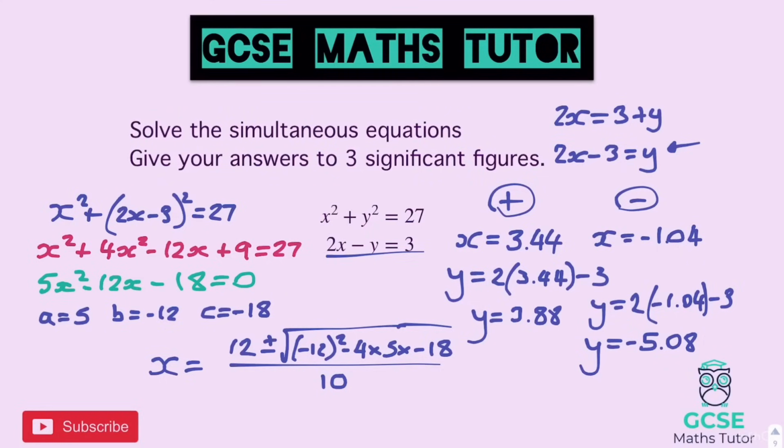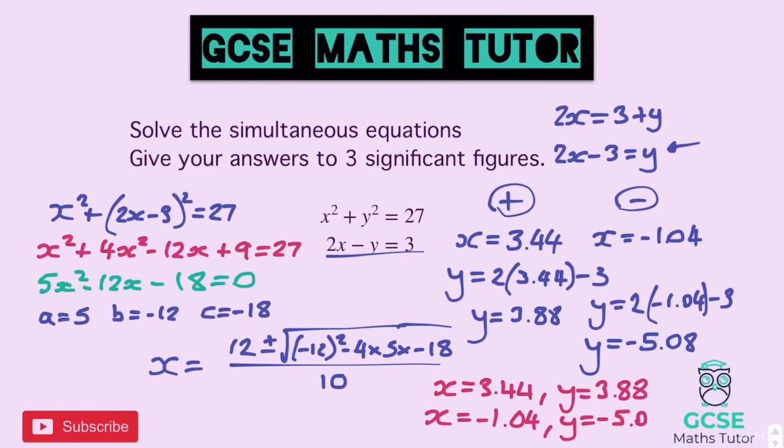So we get our set of answers. We've got x equals 3.44, and with that, y equals 3.88. And for the second one, we have x equals negative 1.04, and with that value, y equals negative 5.08.